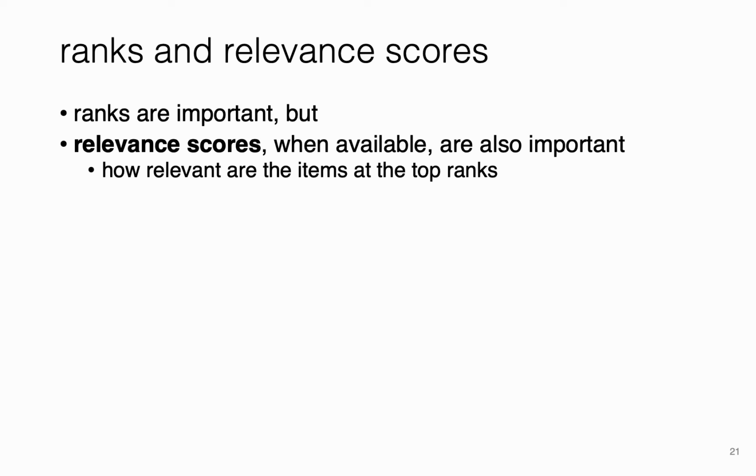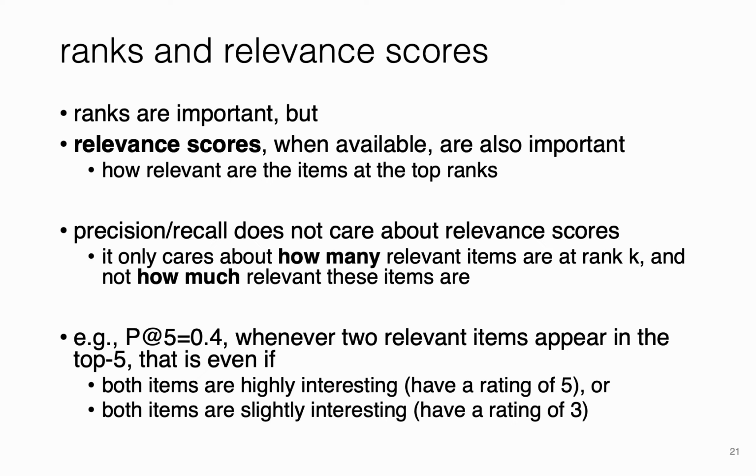Ranks are important, but so is relevance scores when available. Remember that these scores capture how relevant the item is for the user, and in the case of explicit feedback, it's the user's rating. For implicit feedback, we probably cannot distinguish between relevance scores. Okay, so precision and recall do not consider relevance scores. They only look at how many relevant items there are and not at how relevant these items are.